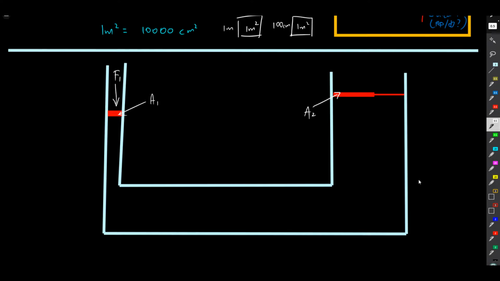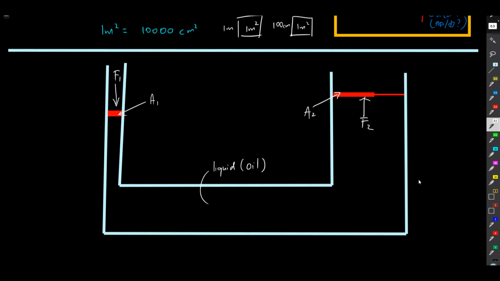Now if I push F1 downwards, then naturally the force acting on A2 will be upwards. Hope you all will be able to see that. And then in between them is some kind of liquid, preferably oil, because oil has lesser resistance than water. Oil is smooth, water is not as smooth as oil. So preferably some kind of oil or grease over here to allow smooth transition.